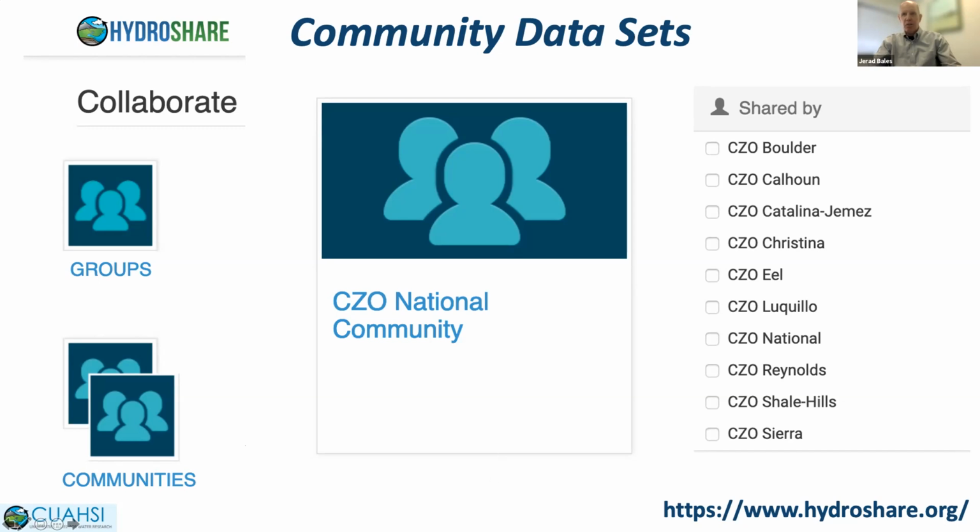So here, for example, all of the CZO data are discoverable in HydroShare. Each of these CZOs is a group, and then we have the national community. Now, as I said, all of the data are in HydroShare, but the data are discoverable in HydroShare, and so we can link out to that.